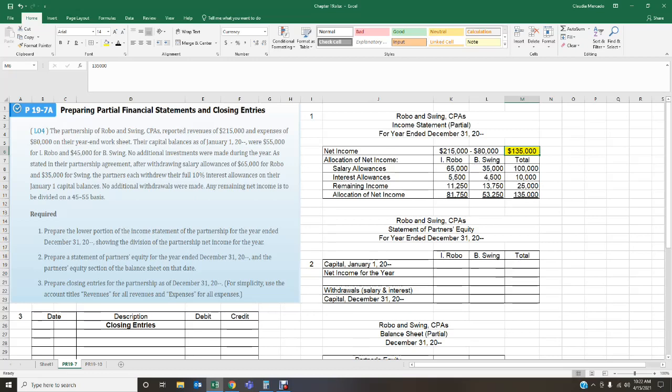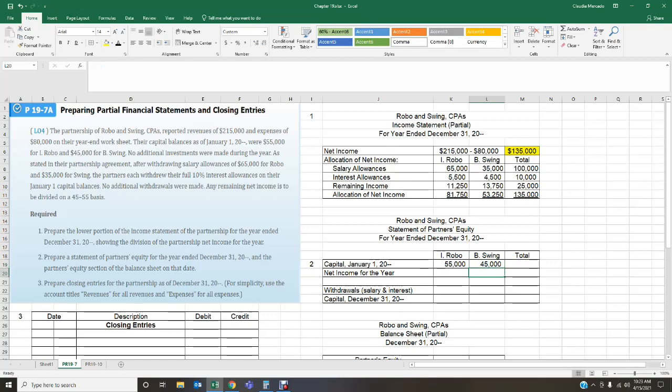Okay, so let's start off with the statement of partners' equity. We have the title of the business, Robo and Swing CPAs. This is a statement of partners' equity for the year ended December the 31st. We're always going to start off with our beginning capital. The beginning capital was provided to us. It says here that we have $55,000 for Robo and $45,000 for Swing. So we're going to copy that over. There we go.